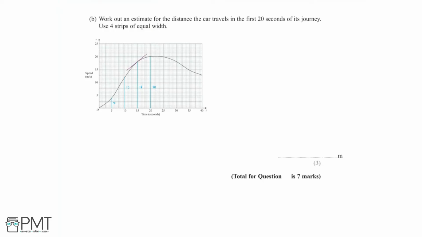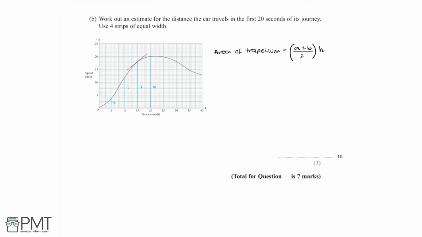Now we know that the area of a trapezium is equal to a plus b over 2 multiplied by the height. And now each strip has a height of 5. Now we need to find the values of a and b for each trapezium. And so we've drawn the lengths of each line on our graph. So we can see that the length of the first line is 4, the length of the second line is 12, the length of the third line is 18, and the length of the fourth line is 20.